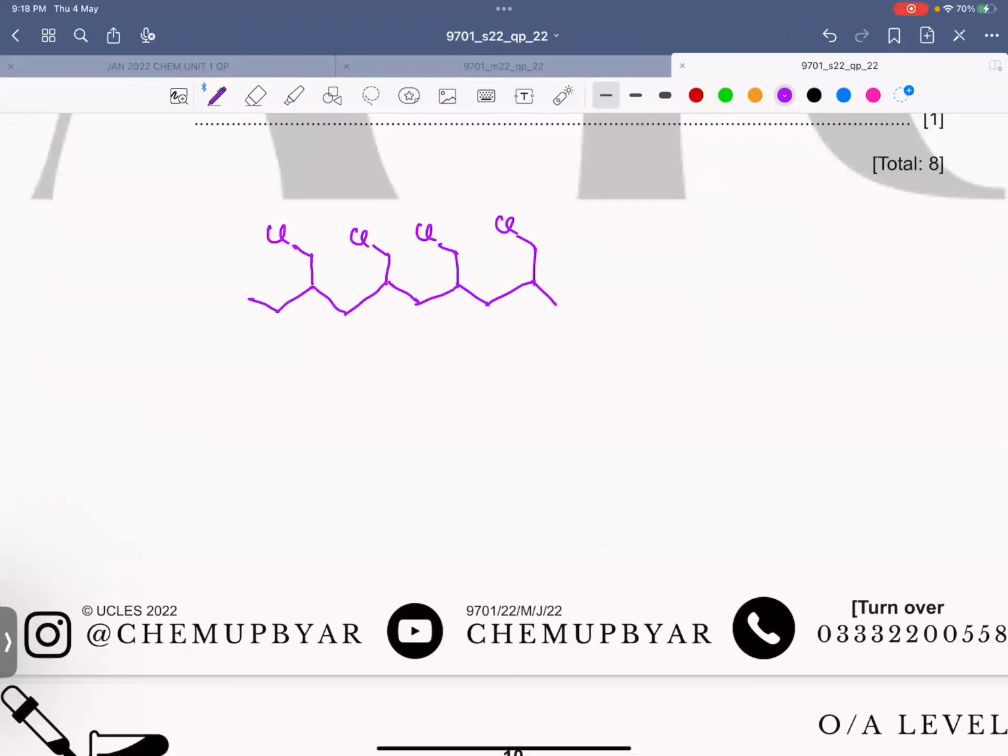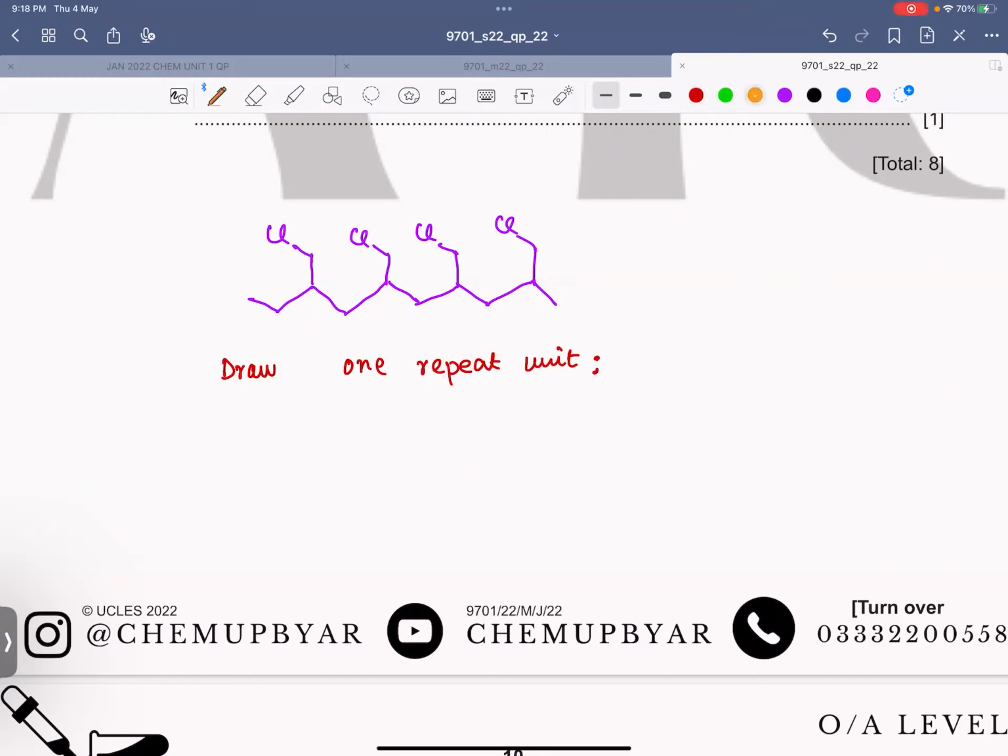Okay. And then the examiner asks you, for example, draw one repeat unit of the polymer shown above. Okay.